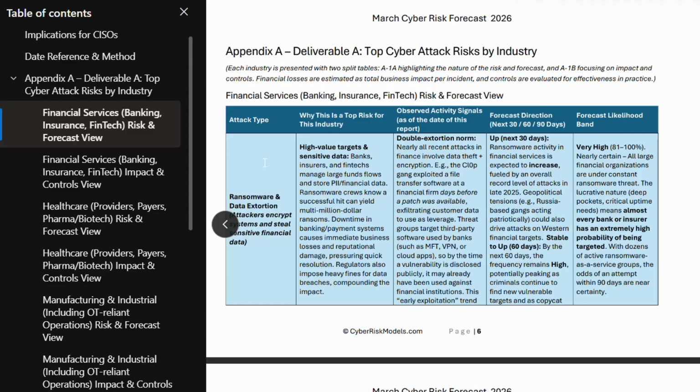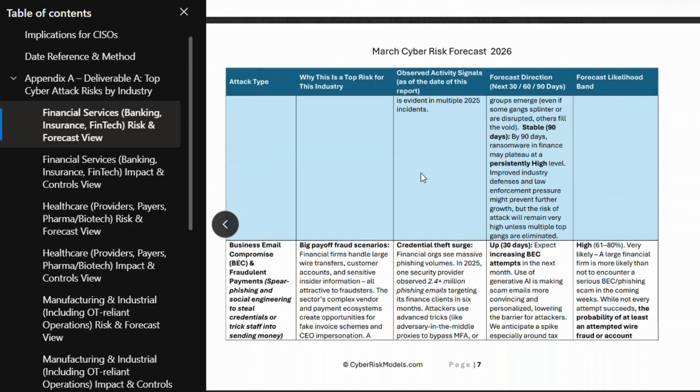So based on what has been publicly reported, we will identify what are the top attacks. We will explain why they are top attacks in the industry. What are the signals that we have seen that drive us to this conclusion? And then what's the forecast for the next 30, 60, 90 days? Is the risk going to fluctuate up and down, or is it stable? And then the quantification gives you a range, numbers, and labels for what the likelihood band is for that attack.